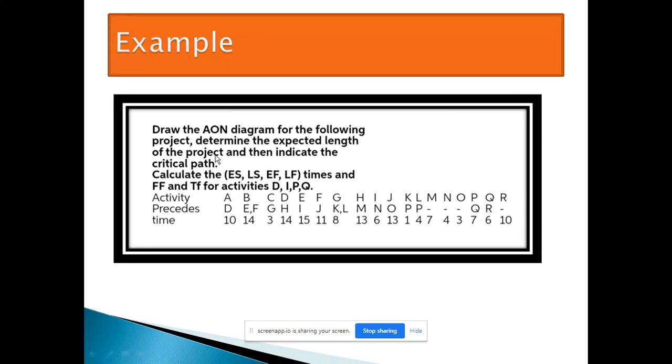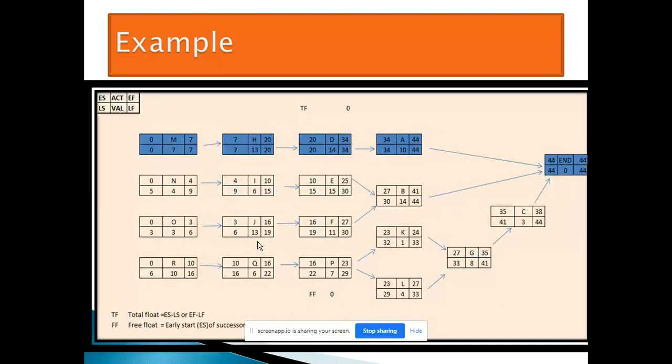Here is one example. There are activities A, B, C, D, E, F, G, and R precedes D. Accordingly you have to formulate one chart, and I will show you in my next video how to make this chart. Here I will only show you total float and free float.